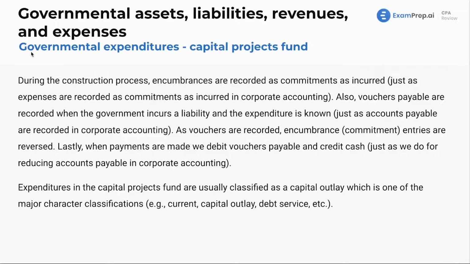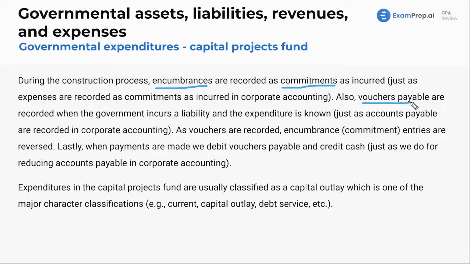All right, governmental expenditures, capital projects fund. During the construction process, encumbrances. Whenever you see the word encumber, think committed. Those need to be synonyms in your mind, so it immediately comes up and you don't forget. Encumbrances are recorded as commitments as incurred, just as expenses are recorded as incurred in corporate accounting.